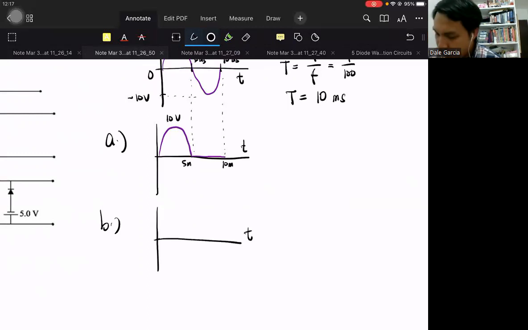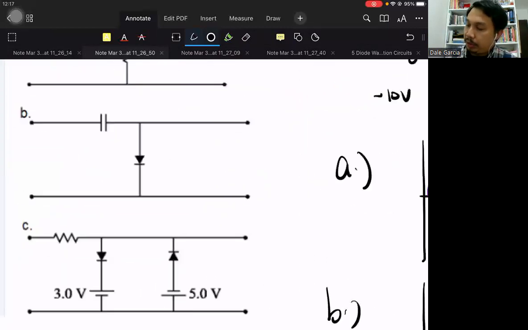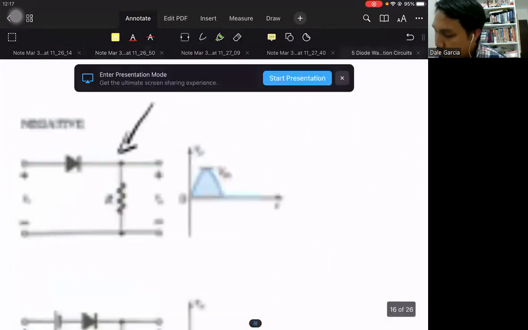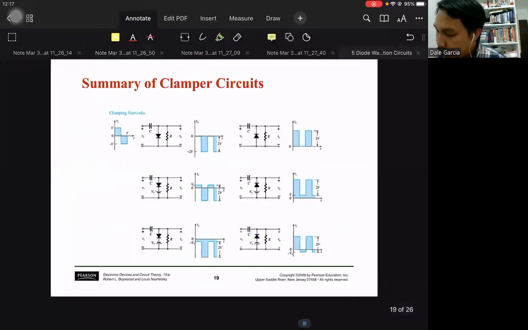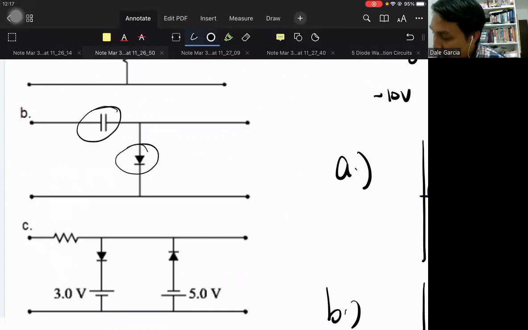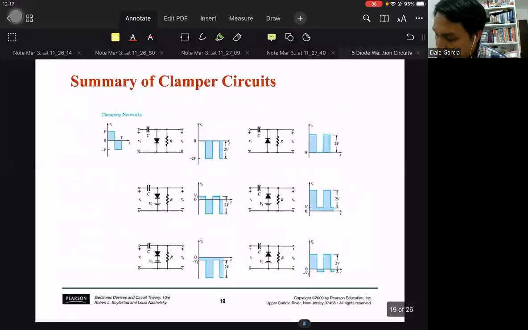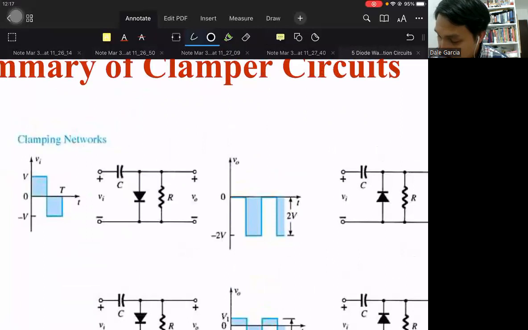What for circuit B? I think this is a clamper, no? It has a capacitor. So again, just a matter of locating where it is in our summary table. The capacitor is in series with the source, and the load is the diode. It's very simple, actually the very first clamper circuit.